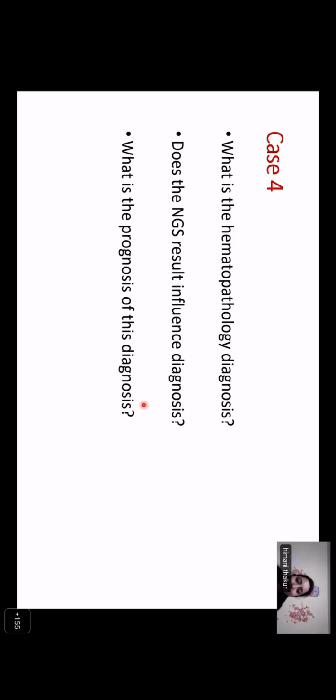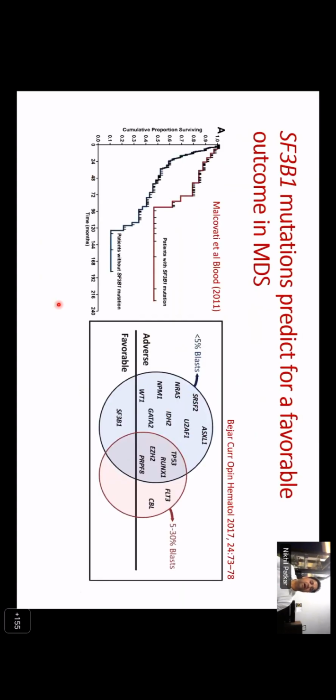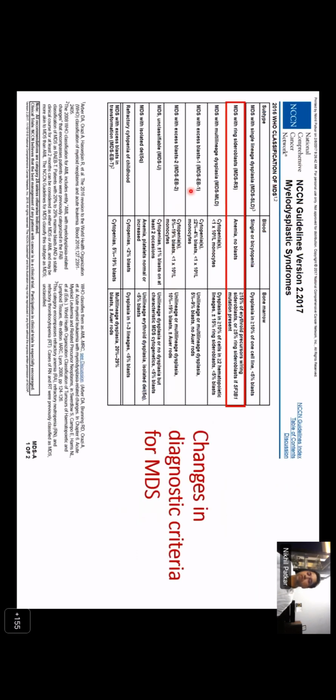Does the NGS influence the diagnosis or prognosis? Yes, sir. SF3B1 mutation has a better prognosis. It is low risk. Fantastic. So SF3B1 mutations are very common in MDS. Most of them occur in the K666 hotspot of the gene, but can occur everywhere else as well. Importantly, the only mutation in the entire MDS lineage which is associated with favorable prognosis is SF3B1. So these mutations, especially when they occur in isolation, are associated with a favorable prognosis.